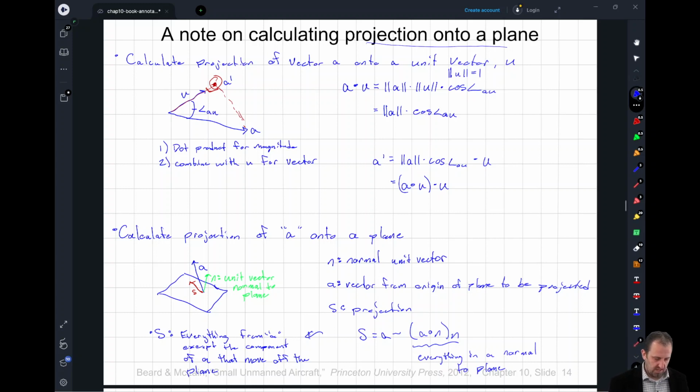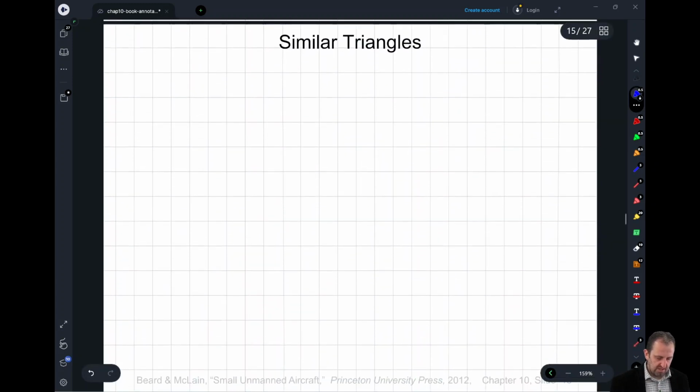Another thing we need to look at is similar triangles. So if I draw two triangles, well, let me draw it a little bit easier.